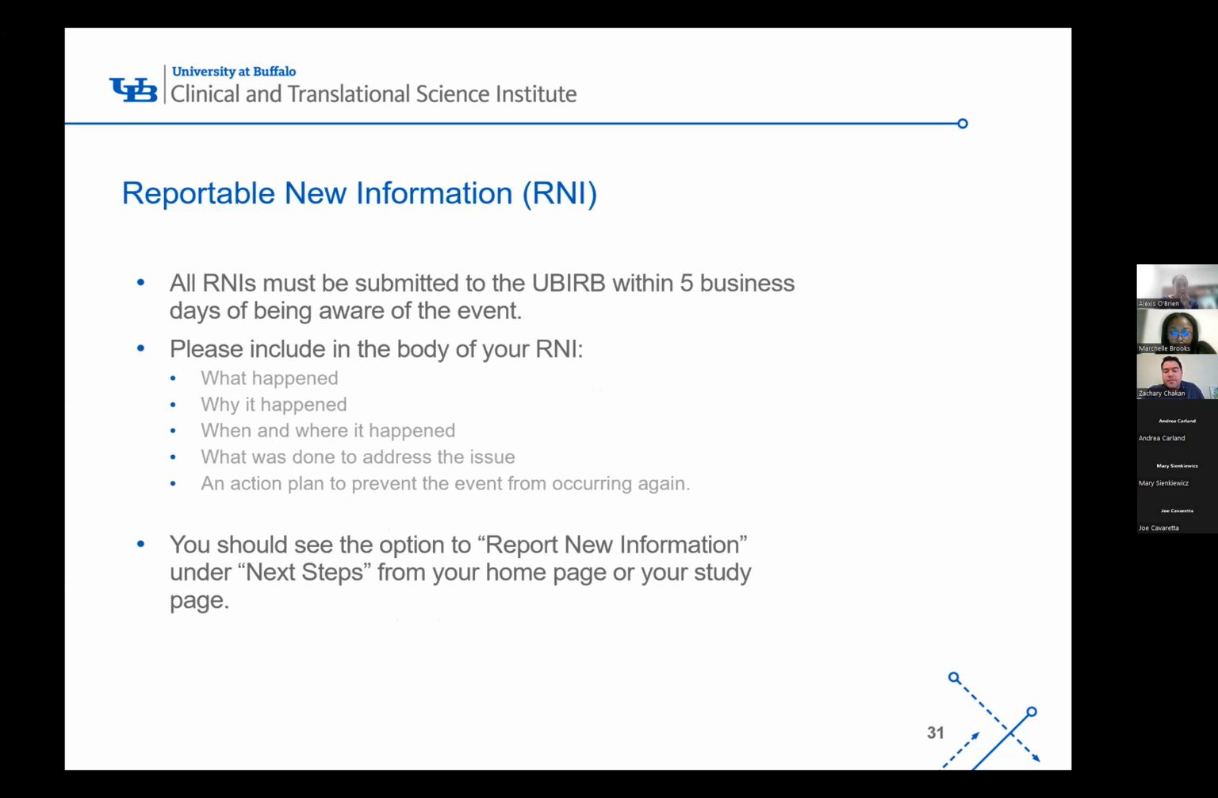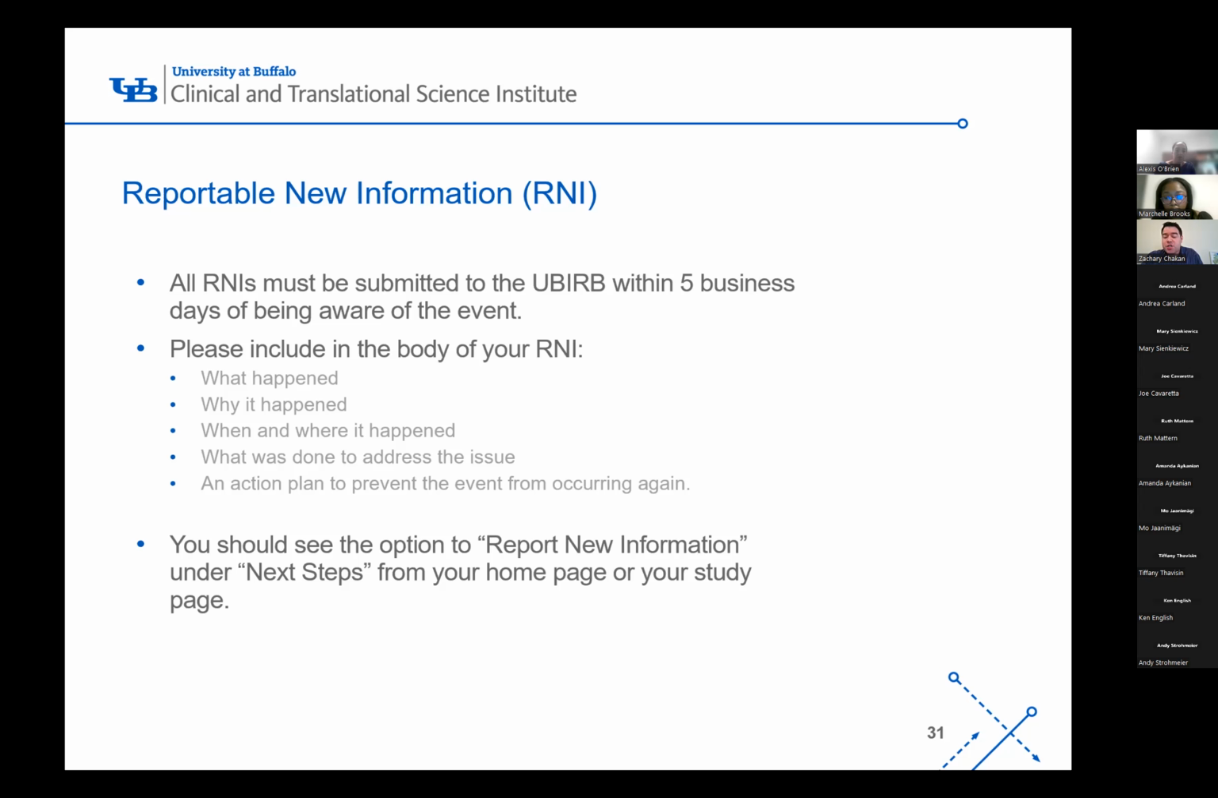All R&Is must be submitted to the IRB within 5 business days of being aware of the event. When you submit an R&I to us, please be sure to include what happened, why it happened, when and where it happened, what was done to address the issue at the time, and an action plan to prevent that event from occurring again if that fits within what happened.